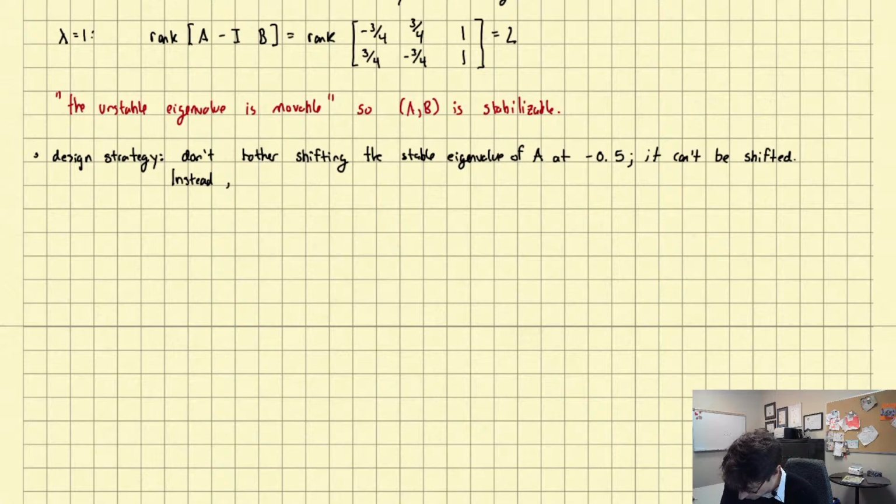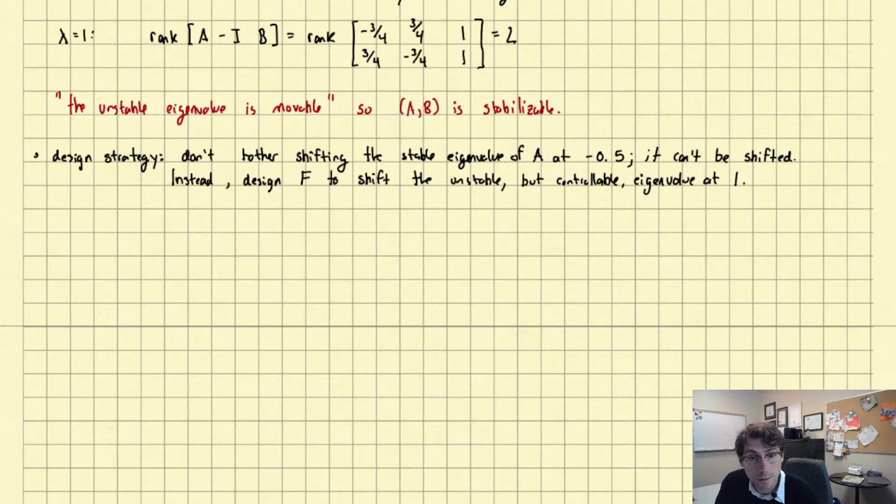Instead, design F to move or shift the unstable but controllable eigenvalue at 1. Okay? And so what that's going to look like is that in our desired characteristic polynomial, one of the roots is going to be this unmovable but stable eigenvalue.